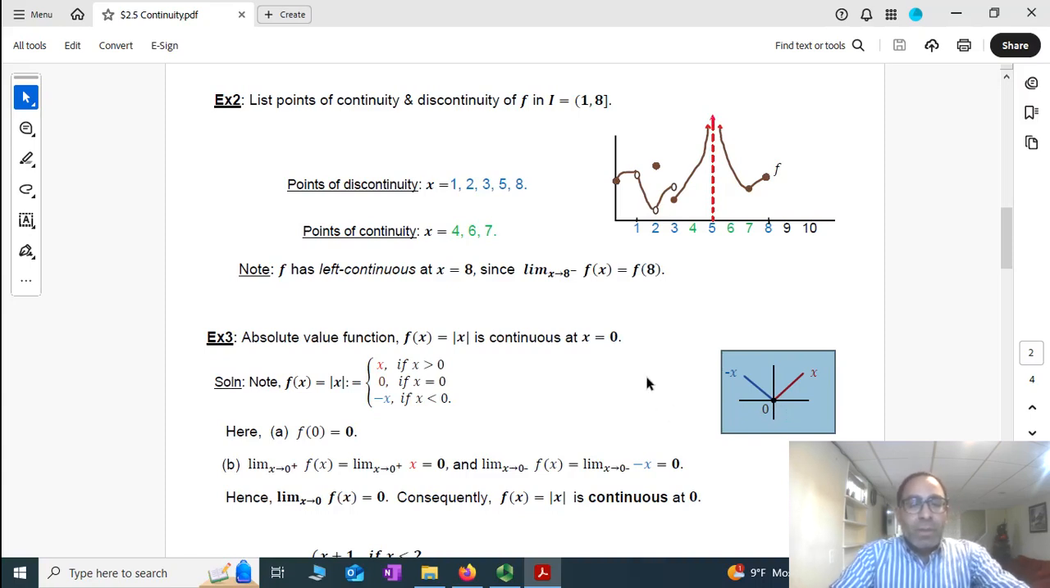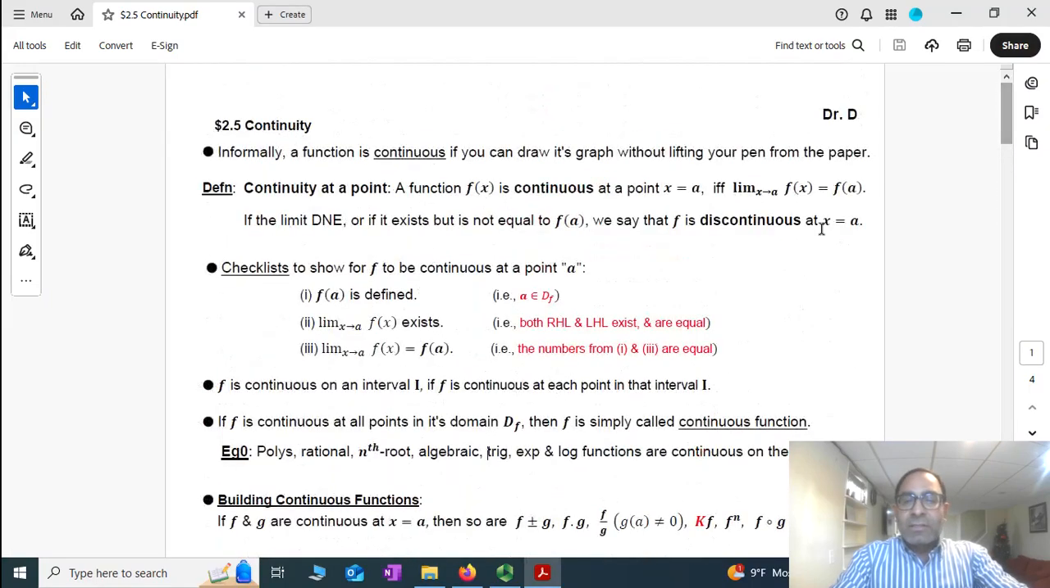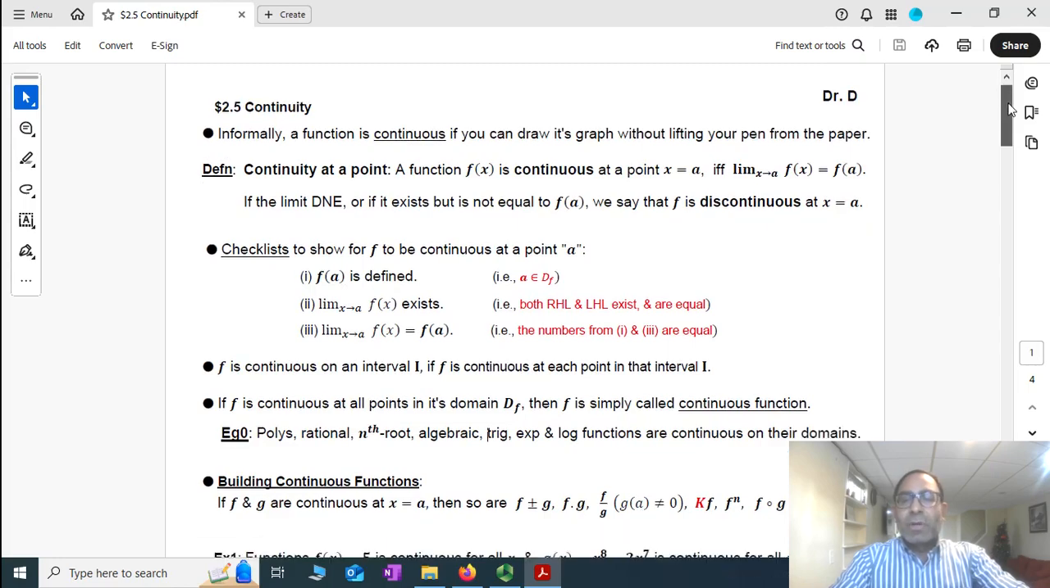Okay, so now to check whether or not a function is continuous, we check the above 3 conditions. So let me show you the definitions of continuity. The checklist guidelines are here. The function value is defined, the limit exists, and if the function value equals the limiting value, then we say a function is continuous. So now let's check these 3 conditions for our absolute value function at the origin. Let me scroll down again.